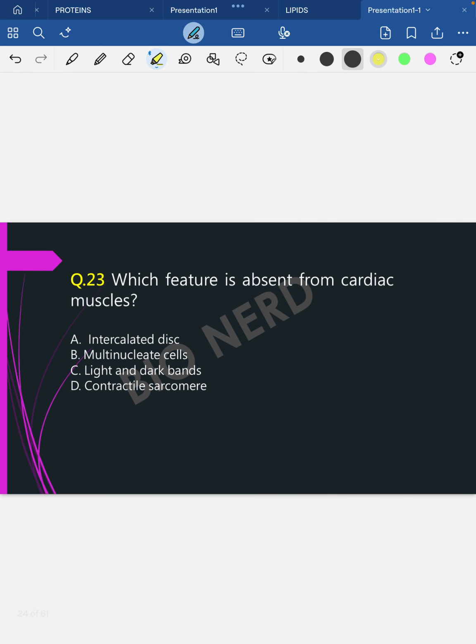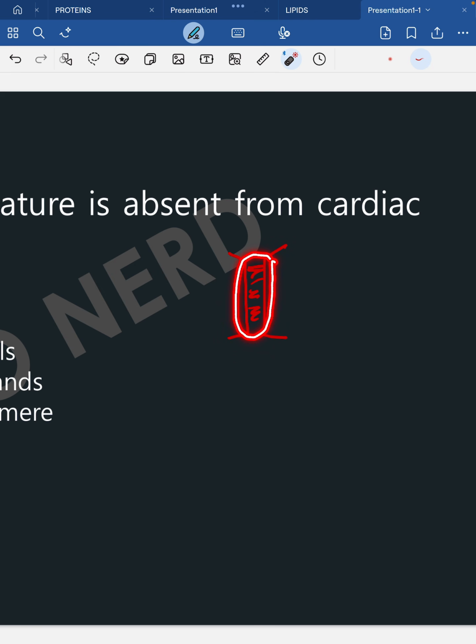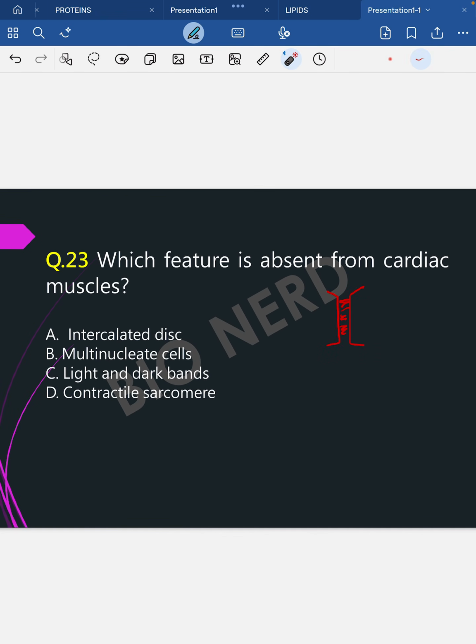23, which feature is absent from cardiac muscles? So the first is intercalated disc. Intercalated disc is present in the cardiac muscles. You know very well, a point where two cardiac cells attach with each other with the help of different types of proteins. This region is known as intercalated disc. So these discs are the character of cardiac fibers. So alpha will not be the right option.